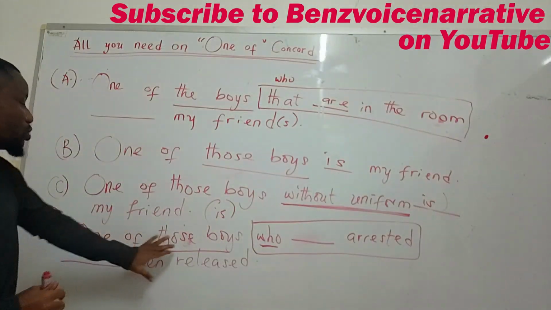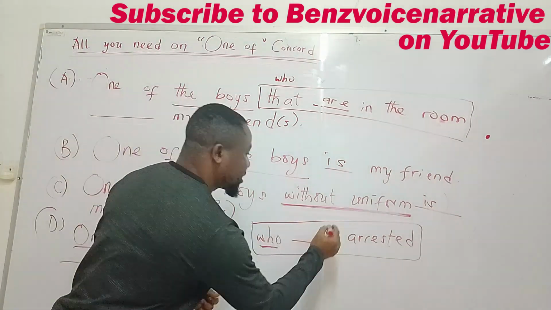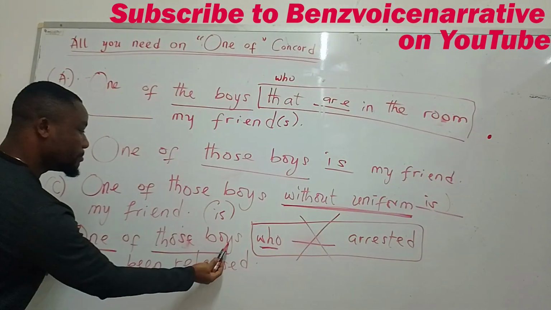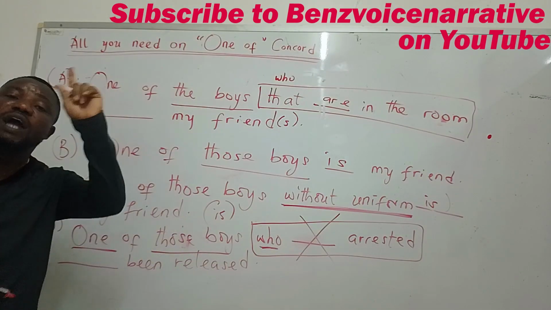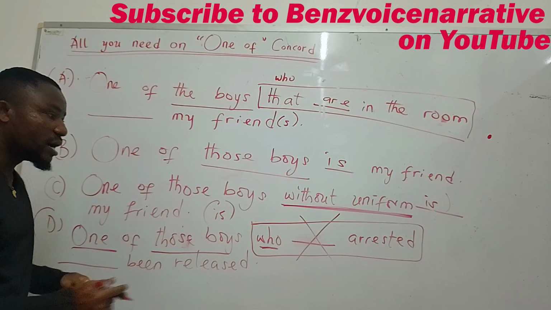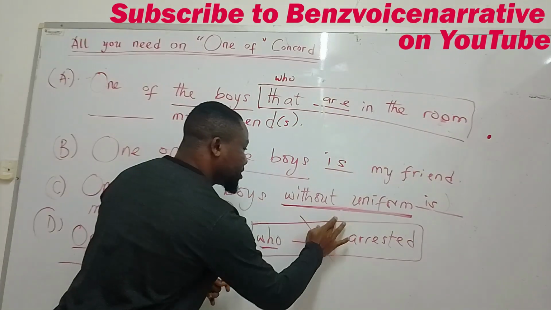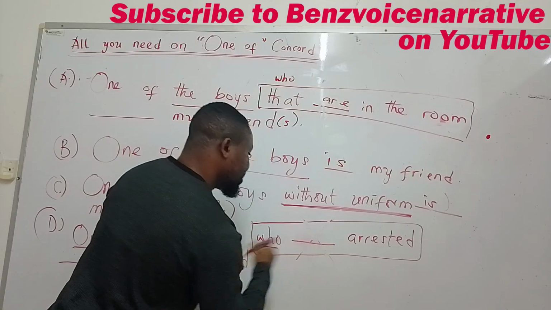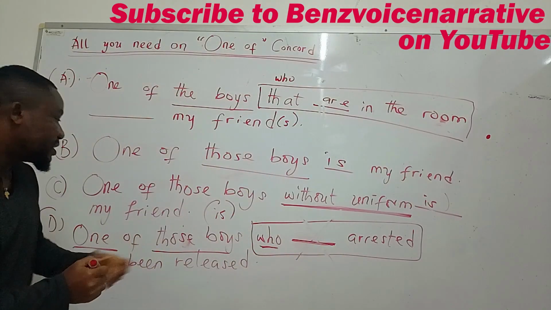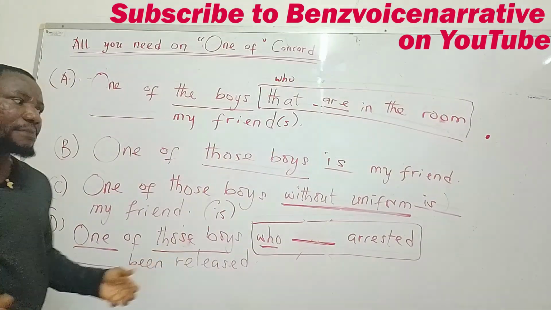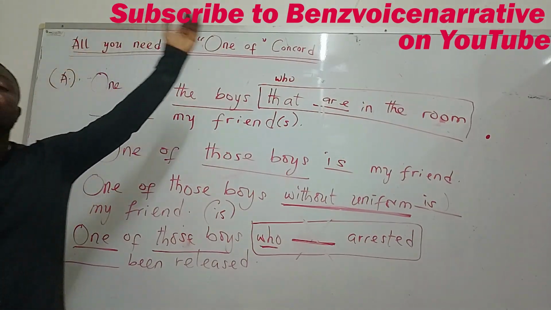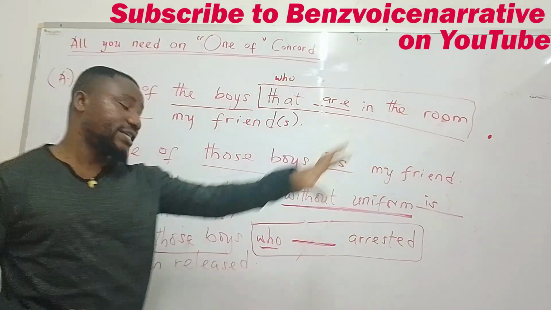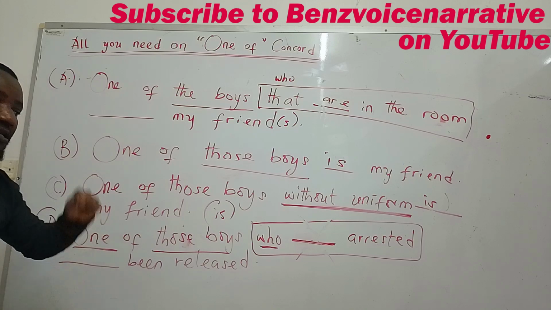Which boys? One of those boys. Let's say we want to cancel this out. So the sentence will read, one of those boys has been released. One of them has been released. But with this structure now, with the presence of the relative clause that describes those boys, which boys are you talking about? I mean, those boys who were arrested yesterday. One of those boys who were arrested, maybe yesterday, has been released.